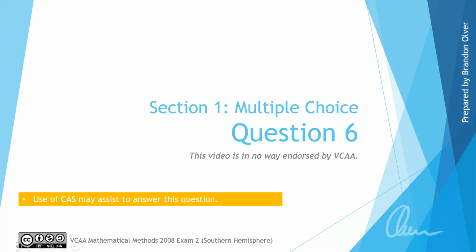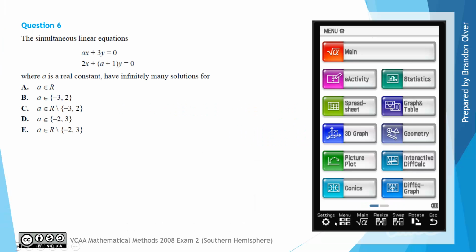Before we move on, I just want to point out that the use of a CAS calculator may assist in answering this question. So for question 6, we have the simultaneous linear equations given below, where a is a real constant. This set of equations has infinitely many solutions when a is one of the following.